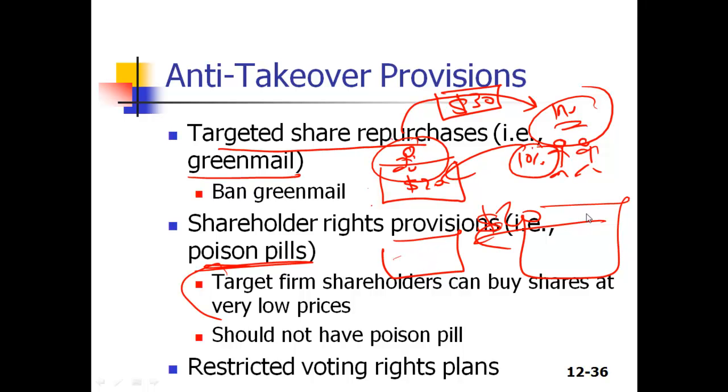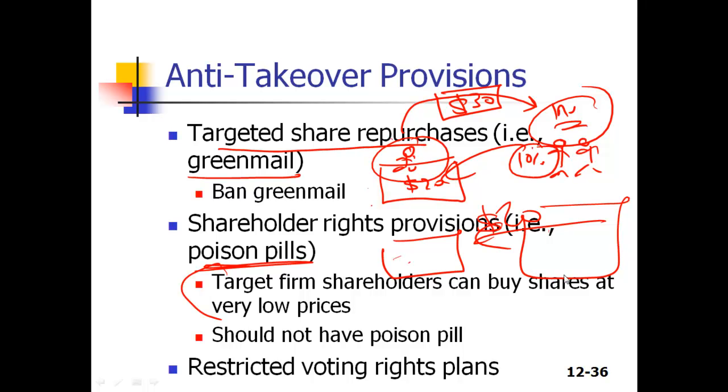Now, if you are coming in and you know that as soon as you come in and pay $20, the value of the share will be diluted because the company will issue many more shares only to existing shareholders at half price, would that encourage an outside entity to take over, or will it discourage? This would also discourage. So this is another example of an anti-takeover provision.